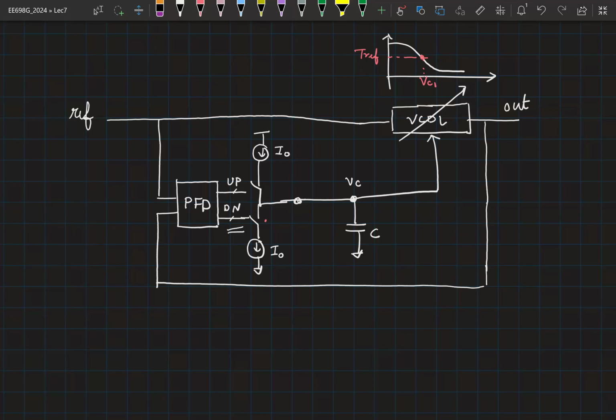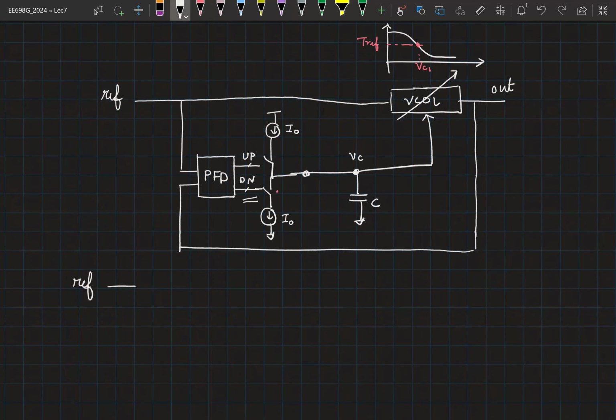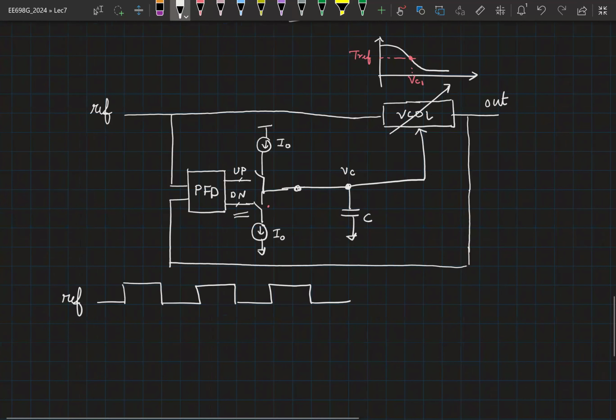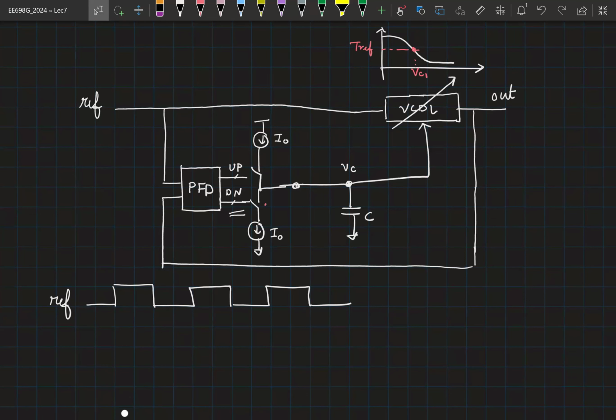Let's say I start analyzing the circuit from VC equal to 0. The reference signal is independent of the loop, so I can directly sketch multiple periods of the reference. Now the out signal is the output from our system, which means it is incorrect to sketch all the periods together. The edges are going to get affected by the loop. So I'll start with only the first period.